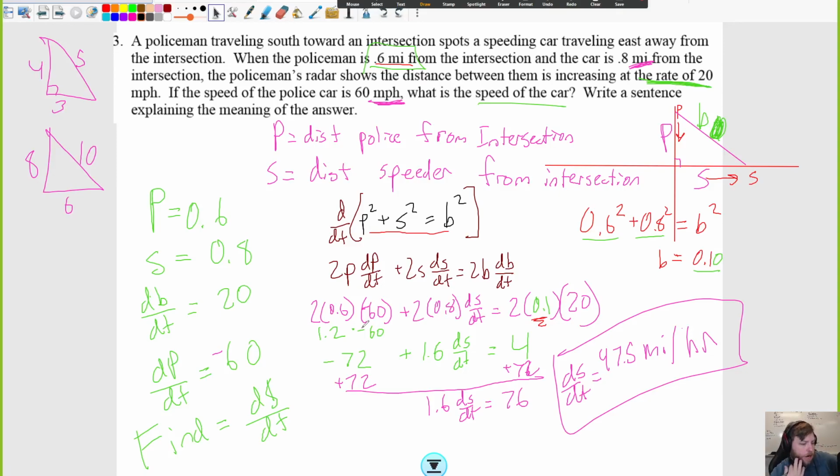So the speed of the car is 47.5 miles per hour. It's going away at that speed. All right. That's all I'm going to do for the example.